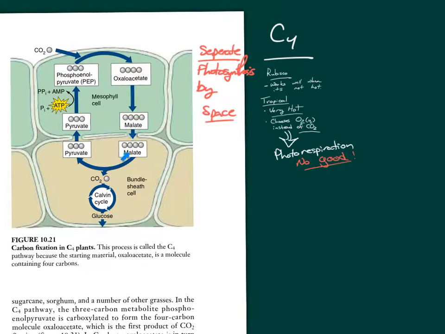Malate gets transferred over into this tissue called the bundle sheath cells. They're on the inside, an inner layer of tissue. And in these, do you need to know bundle sheath cell or mesophyll? No. I just want you to know that you separate photosynthesis by space. And here in this inner space, malate turns into what?